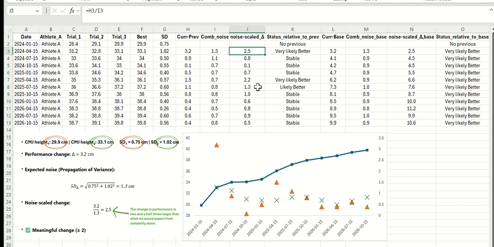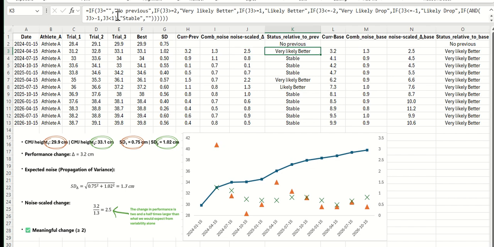Had it just crept past, or say like 1.3, that's still very much a likely change. But because it's just a bit bigger than the error, we might have less confidence in that change. So we say likely better. As soon as we're breaching double, now we're starting to say, yeah, that's a very meaningful change. And you can use whatever descriptors you like, and you can change the terminology here using this formula.